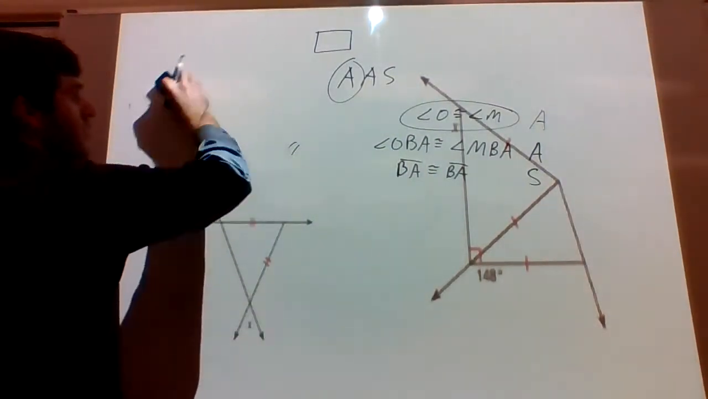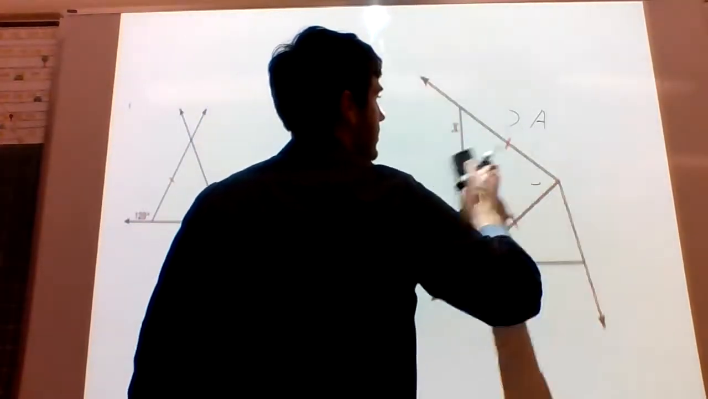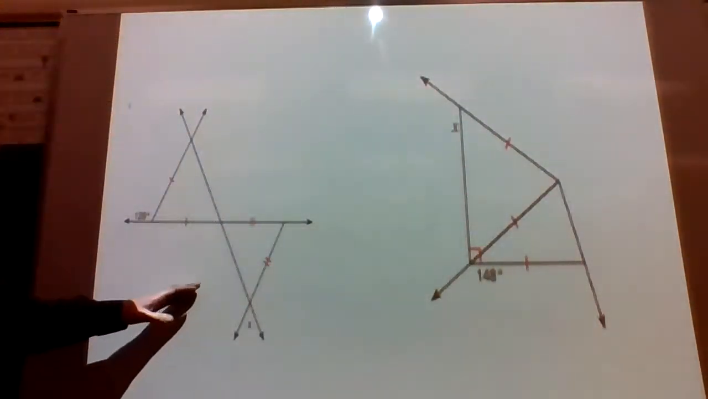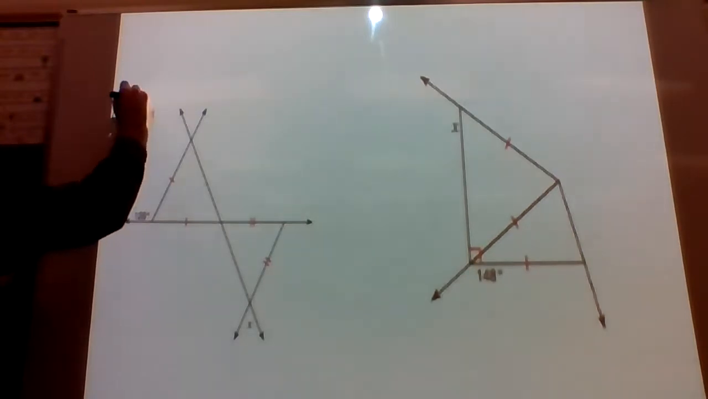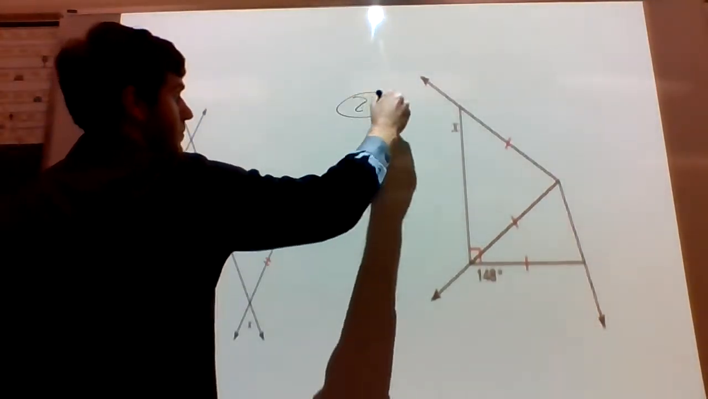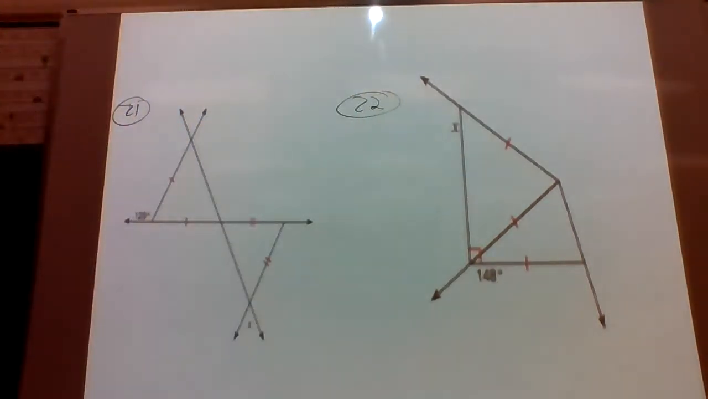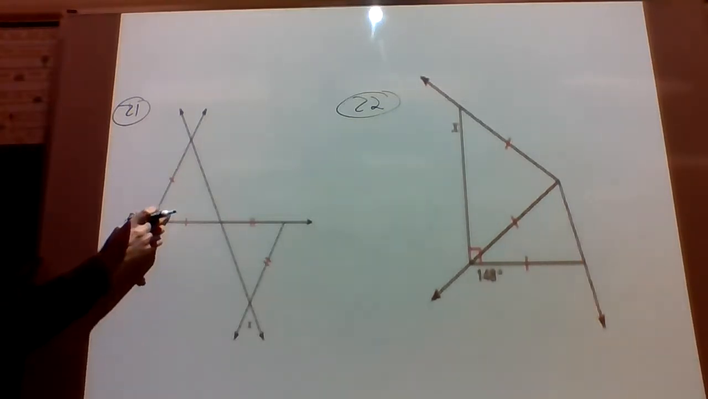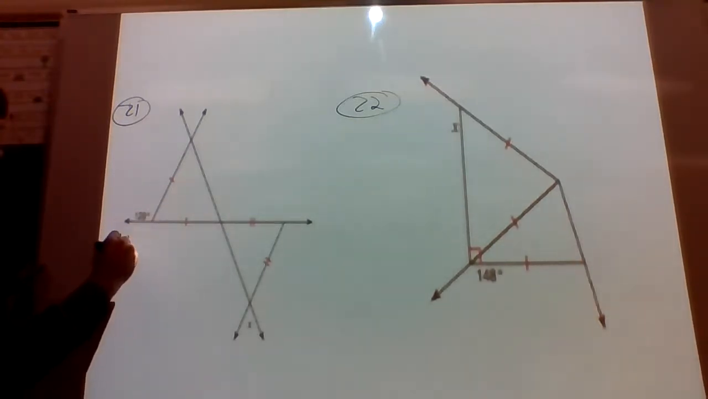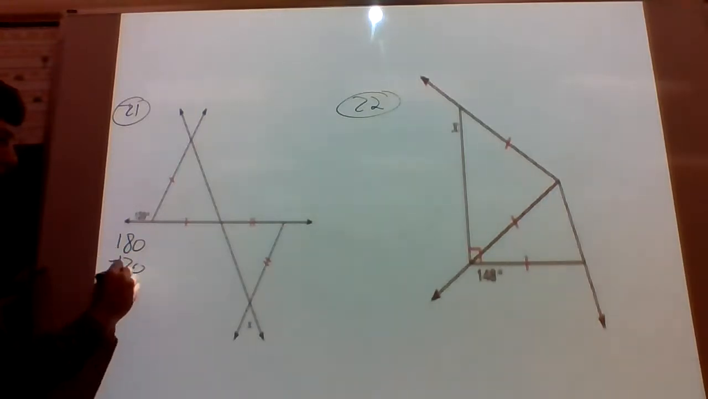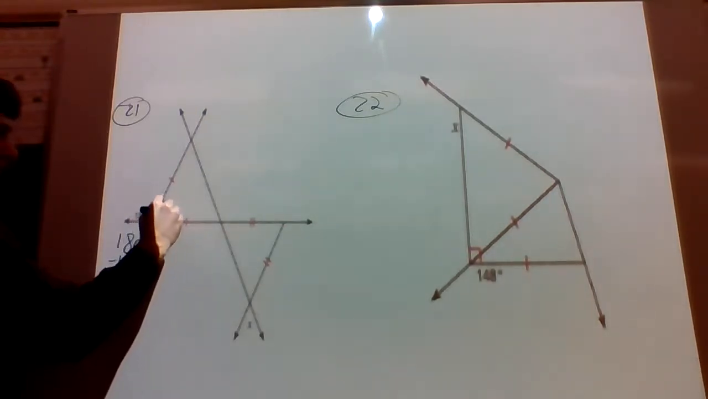So this is 21 and 22. So 21, we start with a linear pair. Okay, so we're going to do 180 minus 120 is 60.